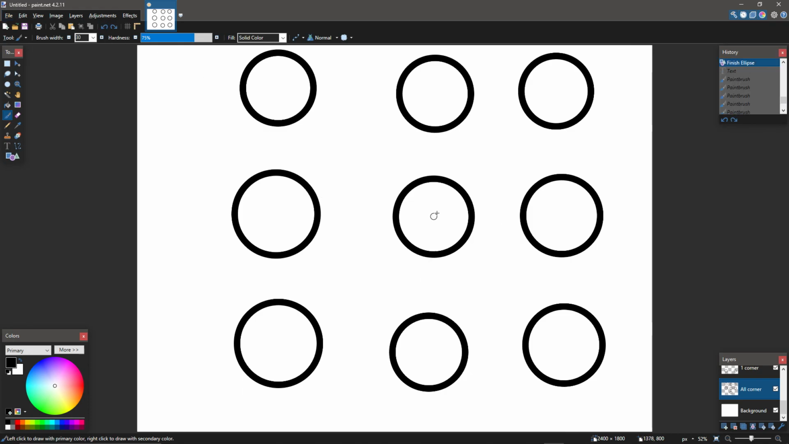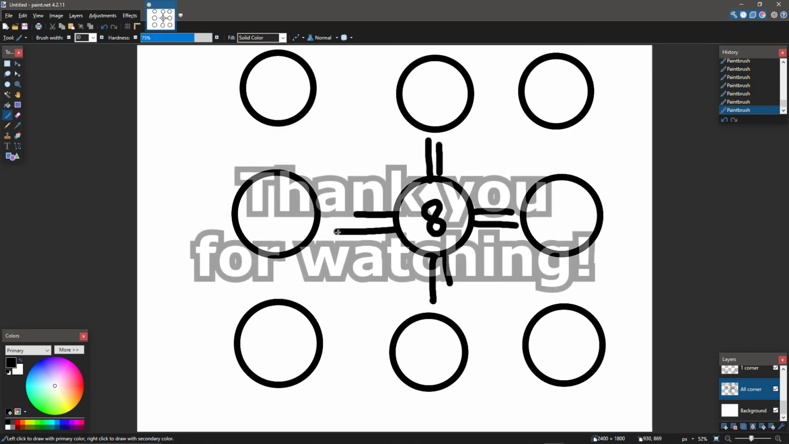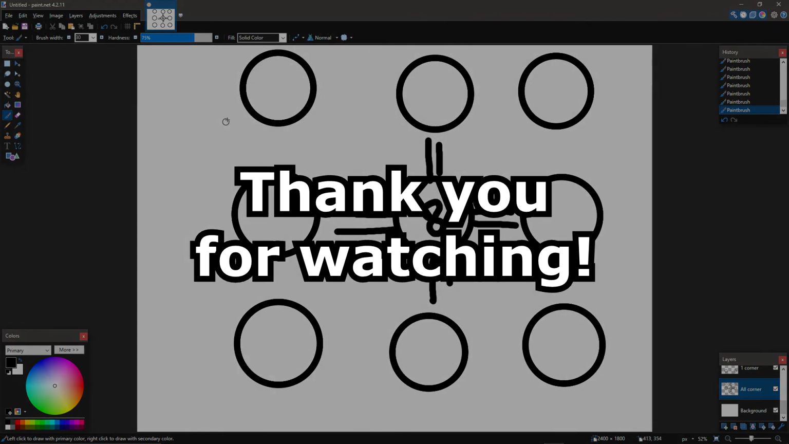8 with 2 pairs of lines in every direction. This is easily a given, so you want to look for 8s. If it's in the middle of a puzzle, look for an 8.